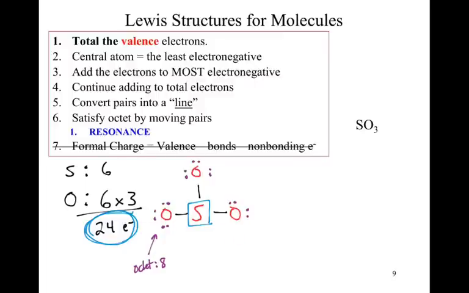So if I redraw that, what I would then end up having is another pair of electrons between the sulfur and the oxygen. Revert to step 5. Pairs of electrons between atoms can be turned into a line. There we go. Simple as that. We've now got our fantastic Lewis structure for SO3, and we might be happy and move on.